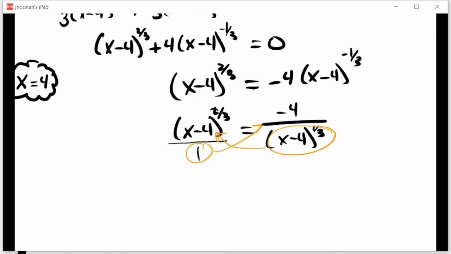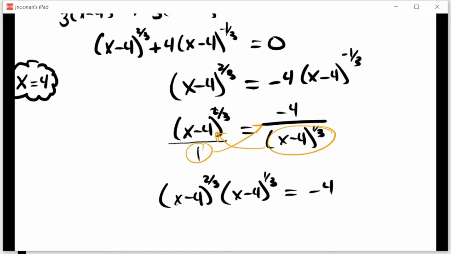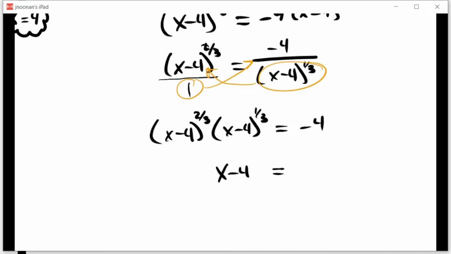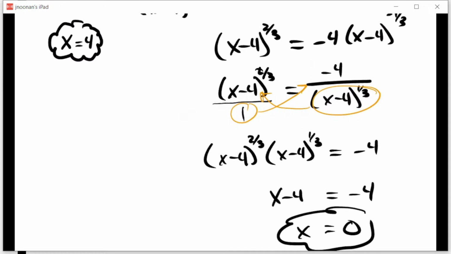Okay, so then I've got x minus 4 to the 2/3 times x minus 4 to the 1/3 is equal to negative 4. And there you can combine those exponents and you get x minus 4 is negative 4. And so yeah, x equals 0. Isn't that amazing? All of that, and all we get is 0. No, we didn't just get 0. We got 0 and we got 4. And this is beautiful. Oh, this one's the best one. And yet we can't. Ah, drat.